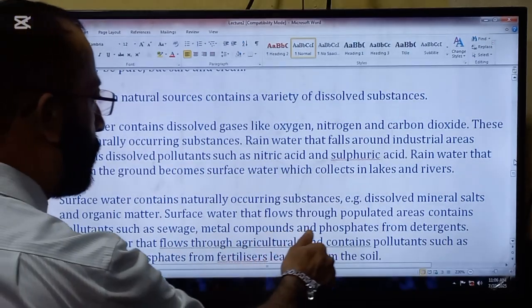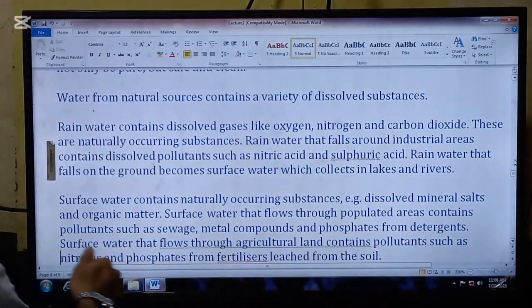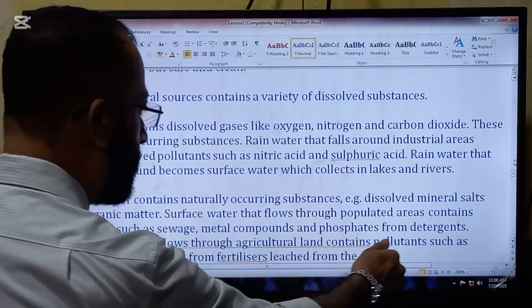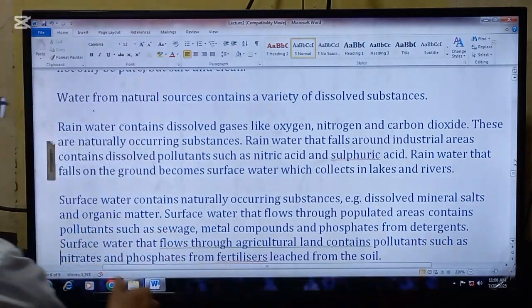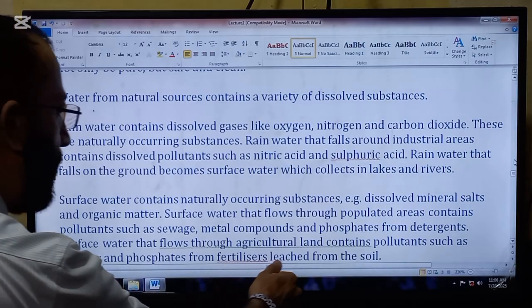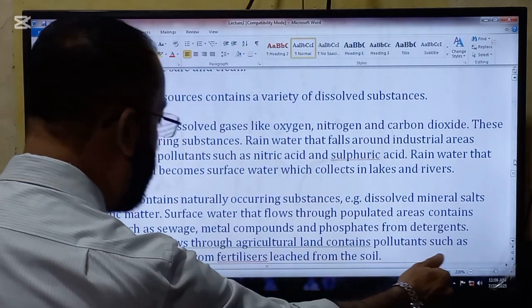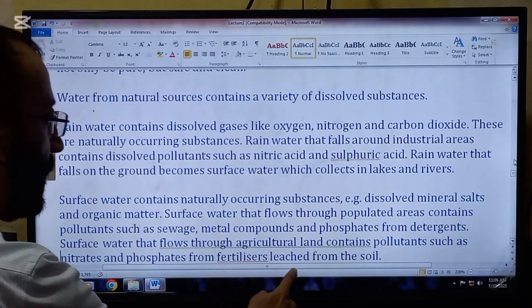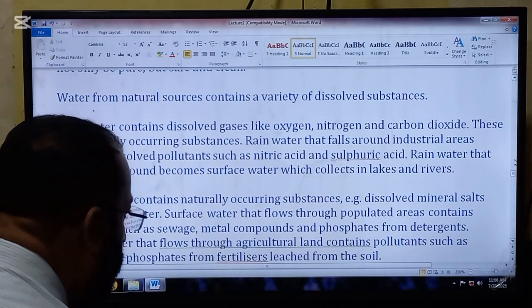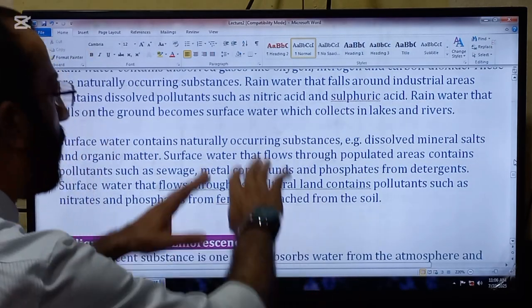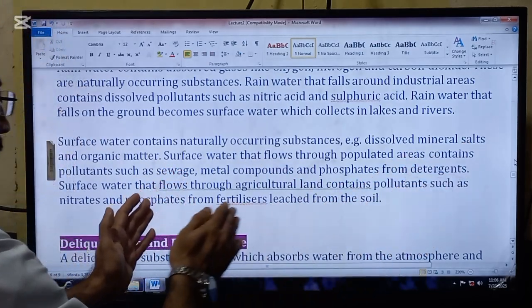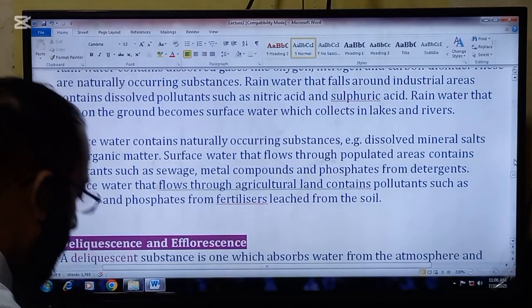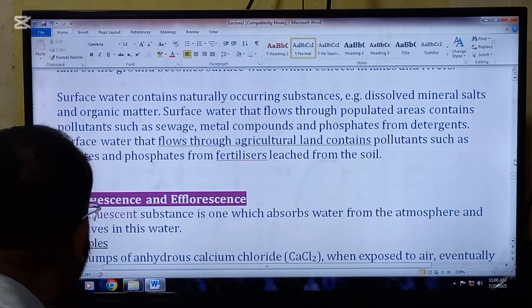Surface water that flows through populated areas contains pollutants such as sewage, metal compounds, and phosphates from detergents. Surface water that flows through agricultural land contains pollutants such as nitrates and phosphates from the fertilizers leached from the soil. So the water dissolves all these things and carries them into the rivers, and then rivers into the oceans.